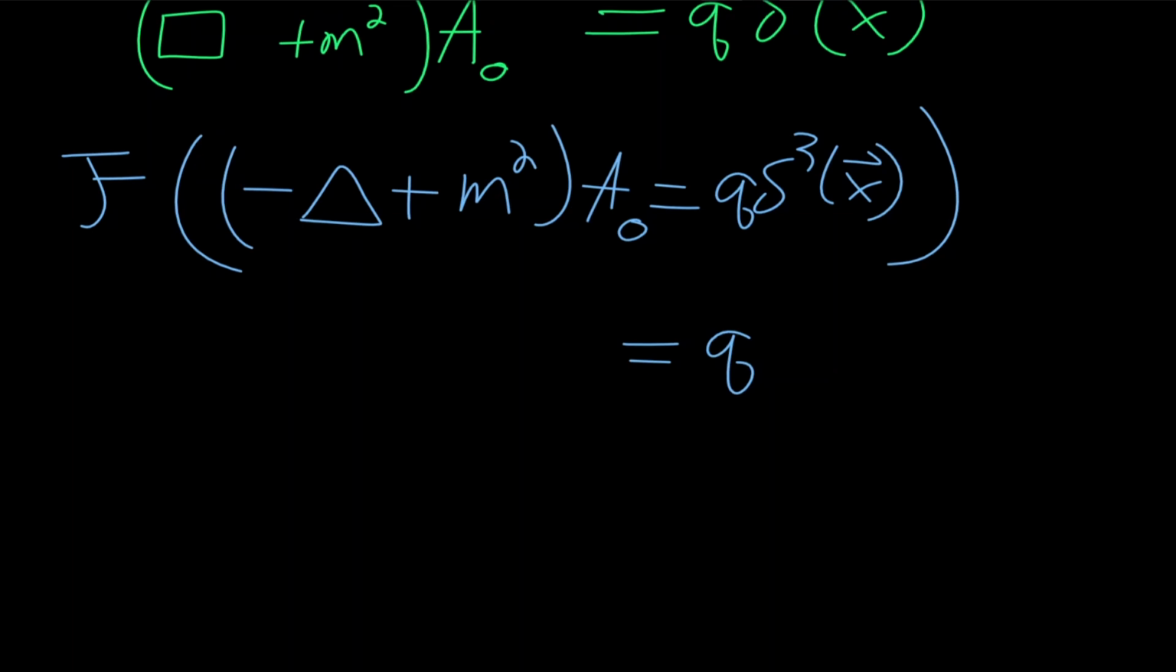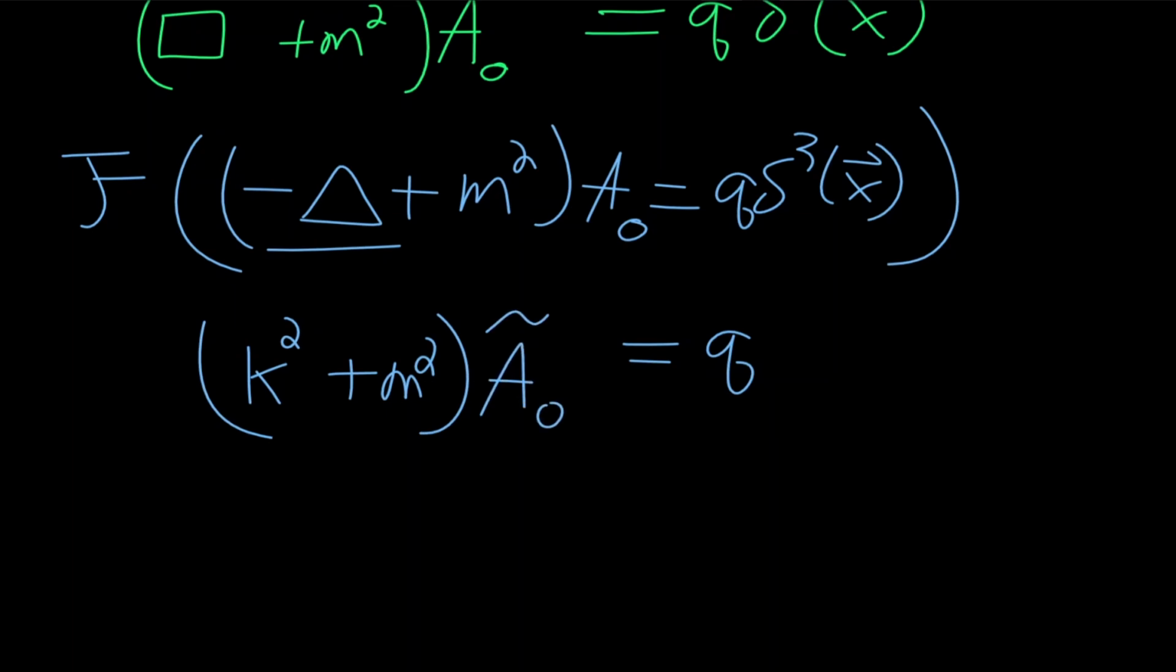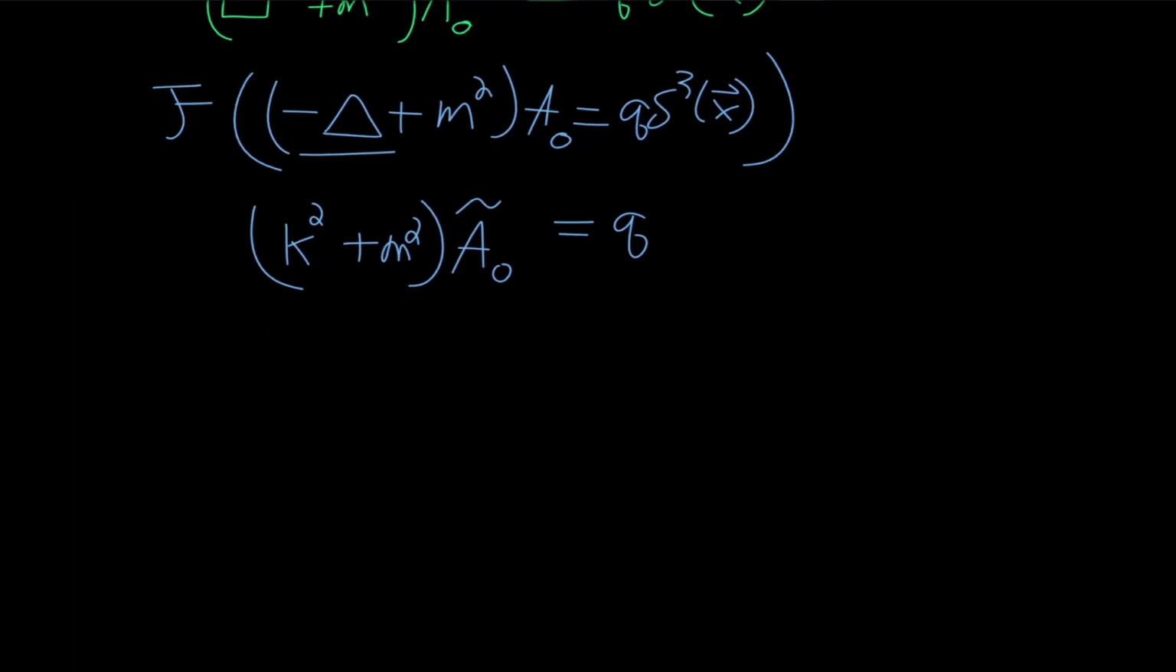Then we have the Fourier transform of our Laplacian, and that is just going to be the absolute value of k squared, plus m squared. k is the variable we're going to be using for our Fourier transform, and then we have a tilde, A^0 tilde, of course. So we can just solve for A^0 tilde and do our inverse transform. What this means is that A^0 tilde is equal to q over k squared plus m squared. So how exactly do we take the inverse transform here?